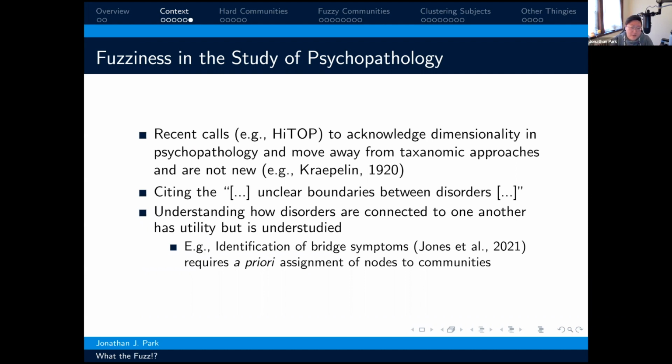And one of the problems in their paper was basically that the symptoms needed a priori assignment. So I have to know that the symptom belongs to a disorder for me to calculate certain measures. So I need to know that all the symptoms belong to depression, or all the symptoms need to belong to borderline personality disorder for me to come up with certain statistics. And so the argument, hopefully, as we move forward, will be that maybe fuzzy community detection is a way of capturing this nuance as well.